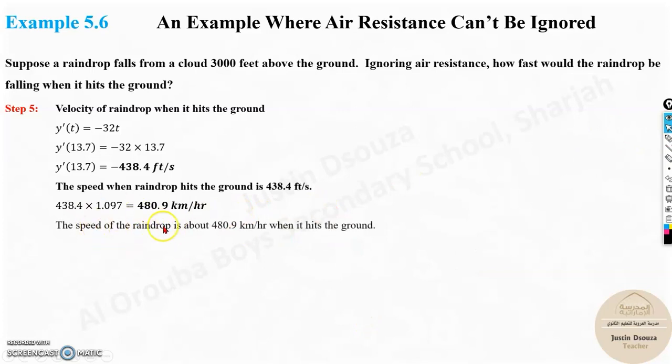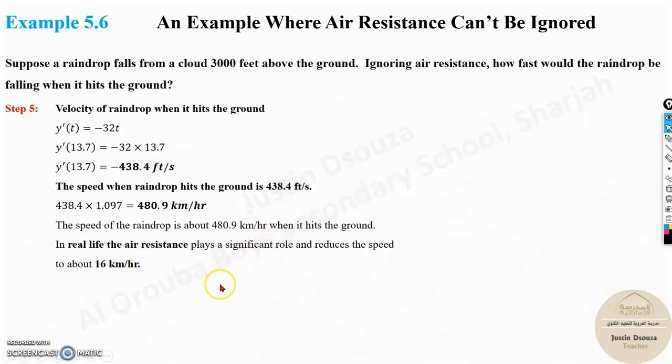Now, does it really happen? Does the raindrop fall at this speed? No, the actual speed of the raindrop is just 16 kilometers per hour. Because of the air resistance, it reduces. But if air resistance is ignored, this is the case. But we cannot ignore the air resistance. So this is very important to know. The velocity reduces because of air resistance. In the coming section, we will see about the Magnus effect, where air resistance cannot be ignored. So please stay tuned for the next video.